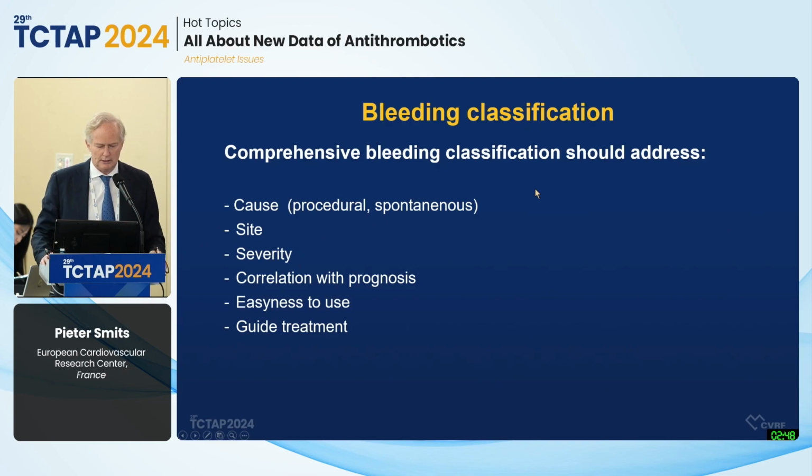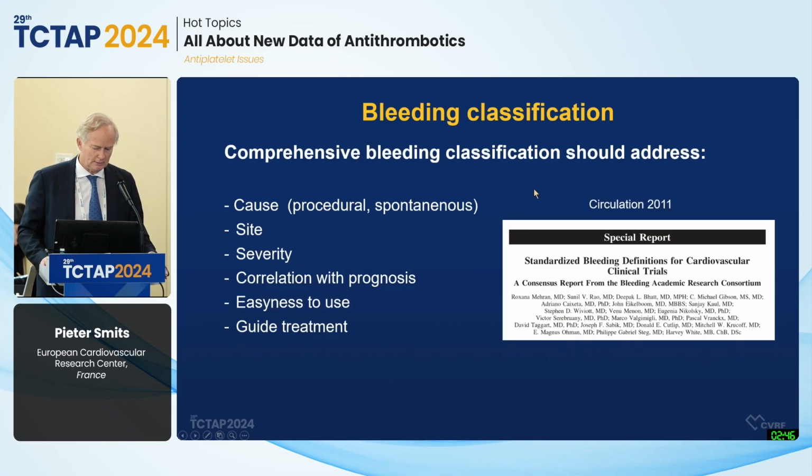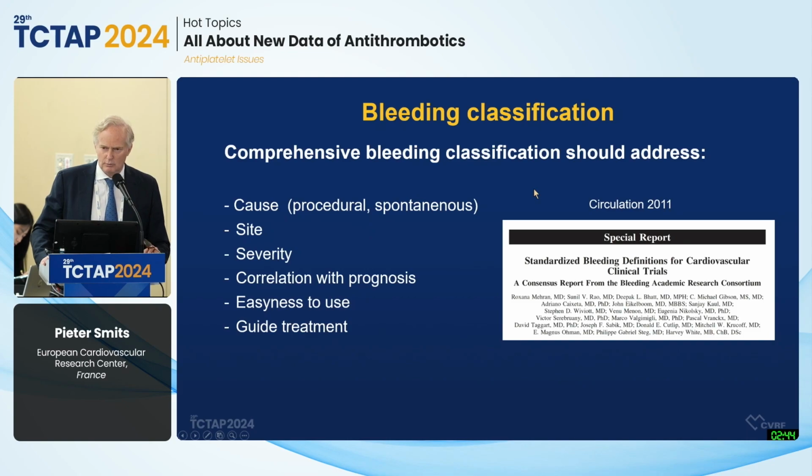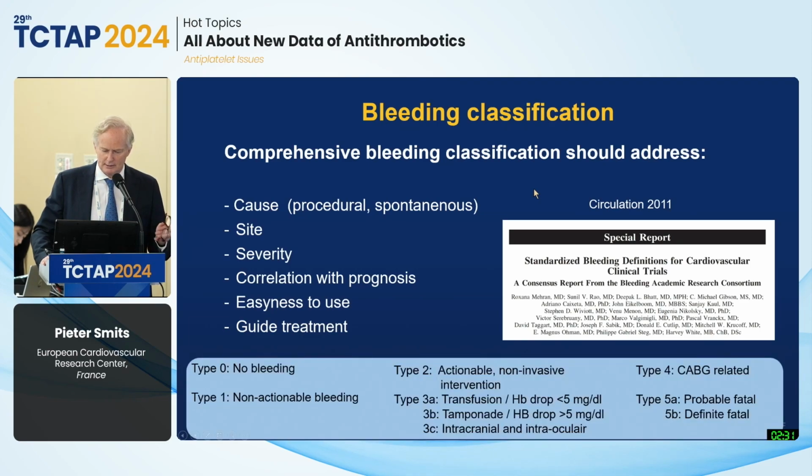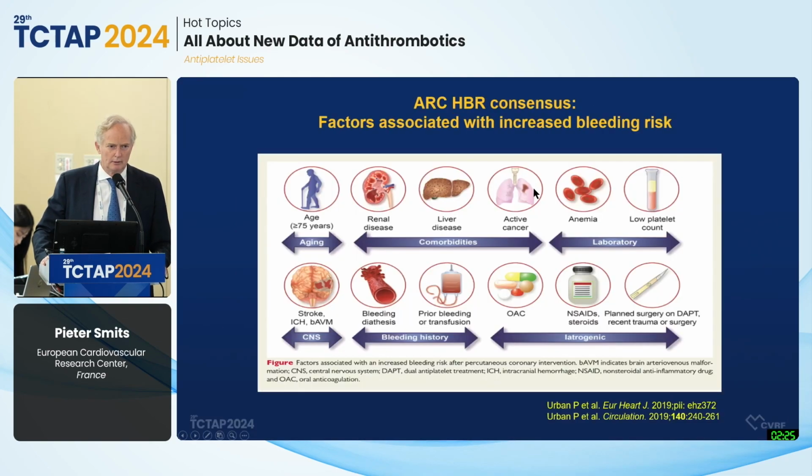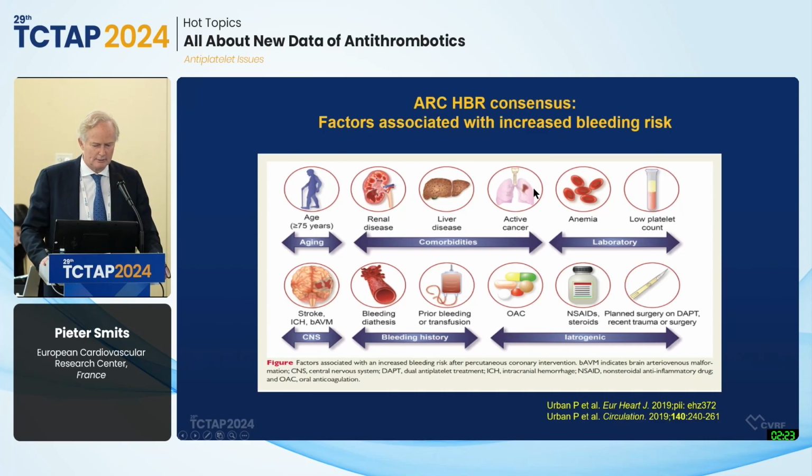It should also be easy to use, and it should guide treatment. And for that, I think one of the most used consensus papers now is the bleeding consensus paper on the BARC, next to the ARC on stent thrombosis, and this is nicely represented now that we have those 5 criteria on bleedings.